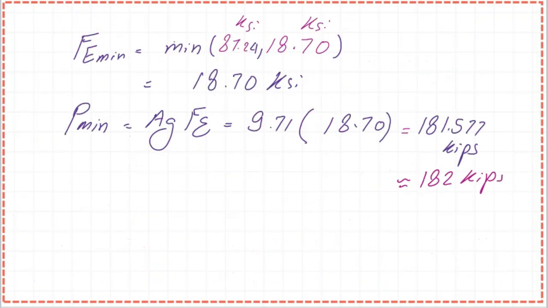And here is the last slide. This is if you are going to check by taking the minimum Euler stress, minimum of 18.7 or 87.24, it is 18.7 multiplied by the gross area will give us approximate value 182 kips.